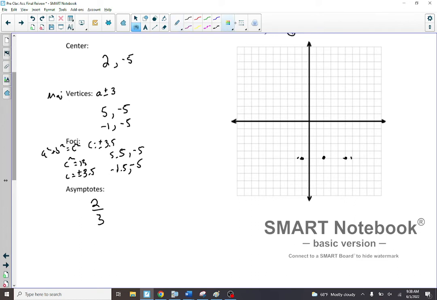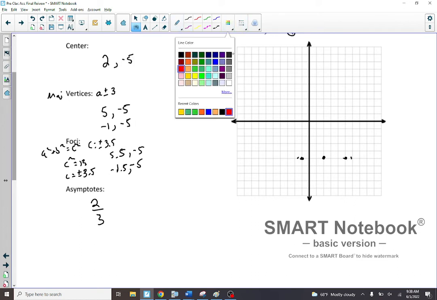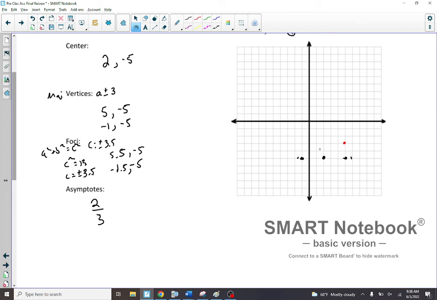The asymptotes are going to be 2 comma 3. So go up to right 3. Up to left 3. Down to right 3. Down to left 3. Okay. And then you make your lines. Should match here and here. Should match here and here.